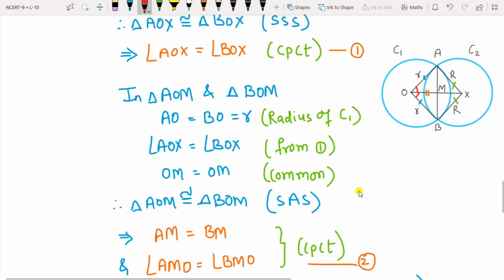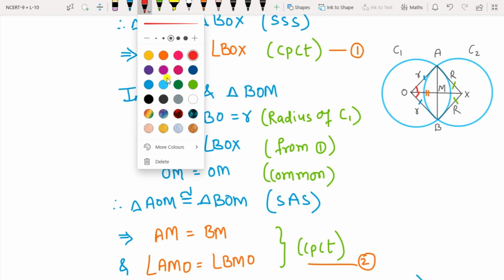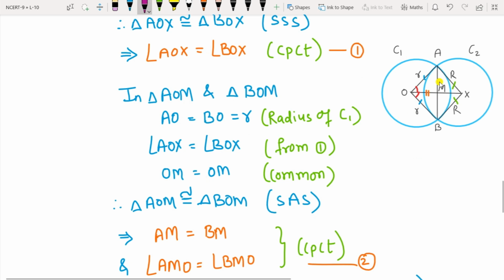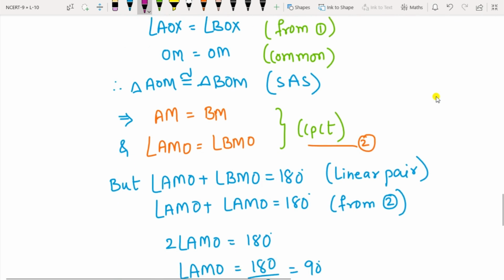After proving the congruency, you have to write CPCT. So the CPCT for these two triangles will be AM is equal to BM, and angle AMO will be equal to angle BMO. These two angles are equal here. AM equal to BM and AMO equal to BMO. So these are two CPCTs.